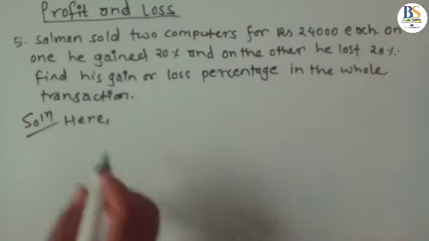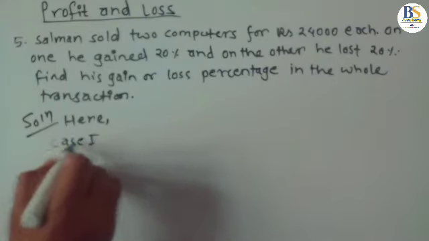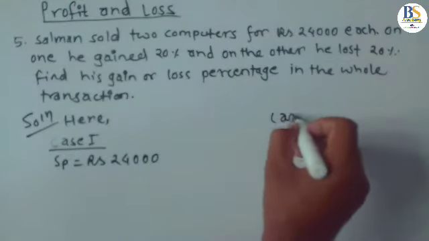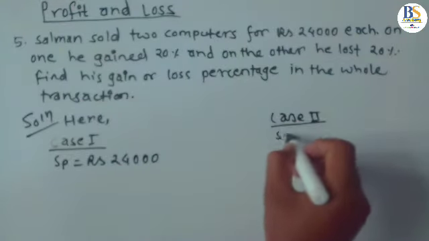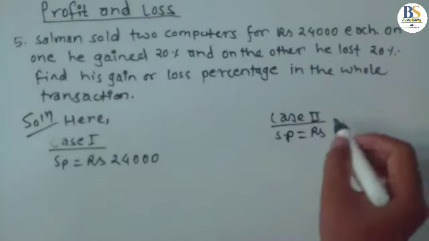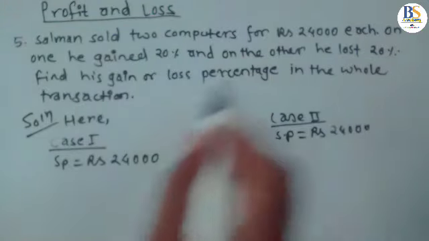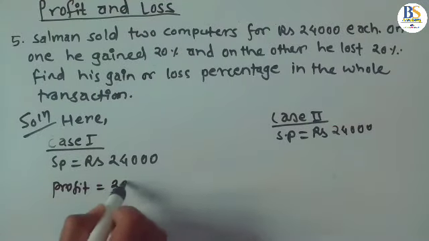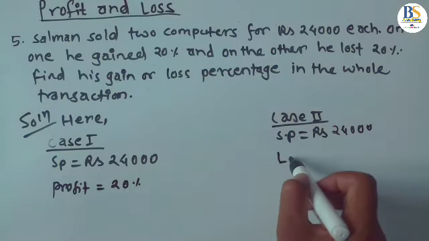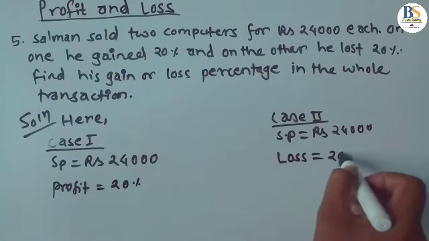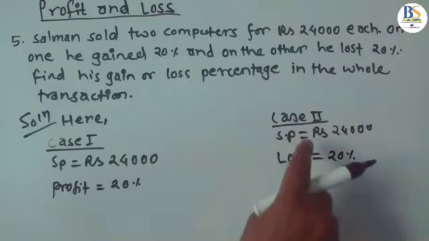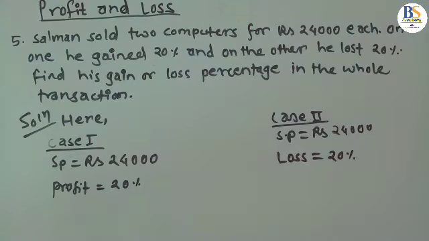Clearly there are two cases. Case first, SP of one computer is 24,000. Case second, SP of the next computer is also 24,000, because he sold two computers for Rs 24,000 each. He gained 20% on one, so profit is 20%, and on the other he lost 20%. In the first case, SP and profit percent are given, so we can find CP. In the second case, SP and loss percent are given, so we can find CP.